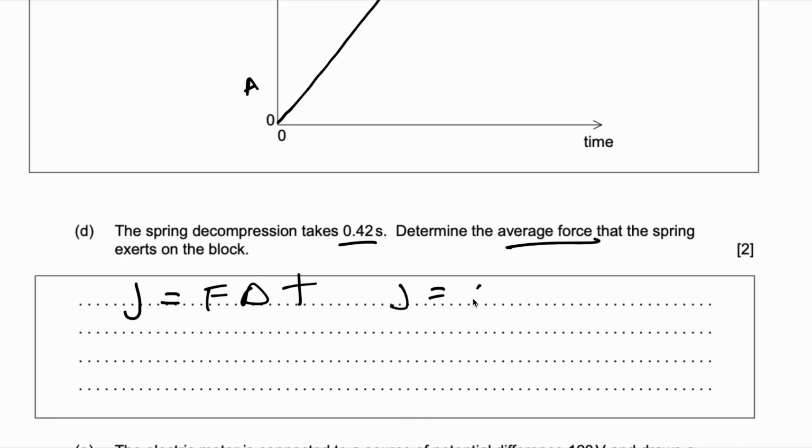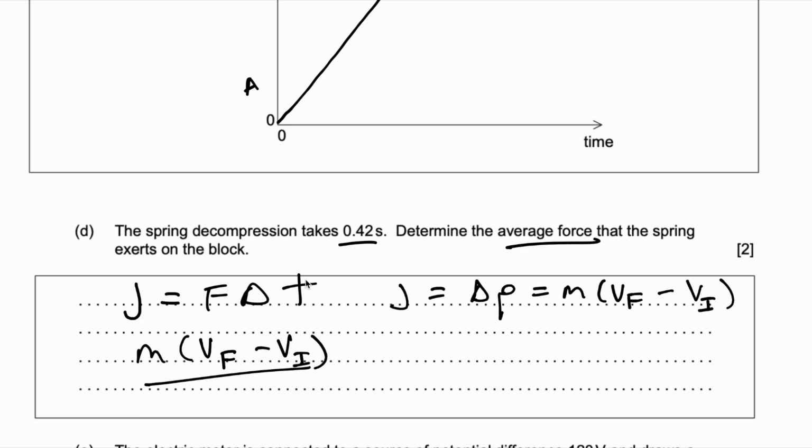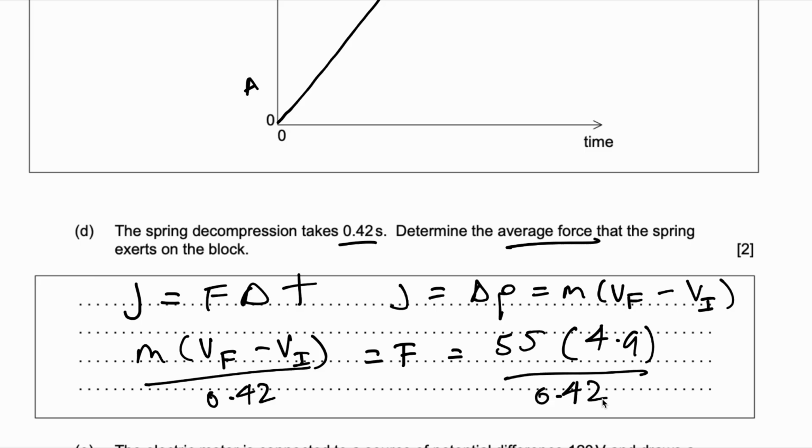J, the impulse, is nothing but a change in momentum, which is the mass times the final velocity minus the initial velocity. That's just the formula for a change in momentum. So m(Vf minus Vi) over the change in time, which is 0.42, will give us F. Putting everything into our calculator, 55 times the final velocity, which is 4.9 the moment it's released, over 0.42, the time for decompression, will give us the average force. We get a value of about 640 newtons.